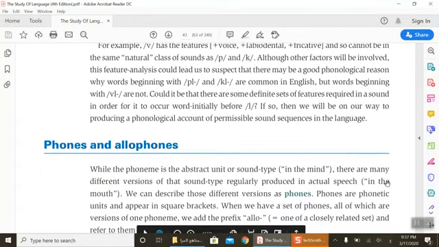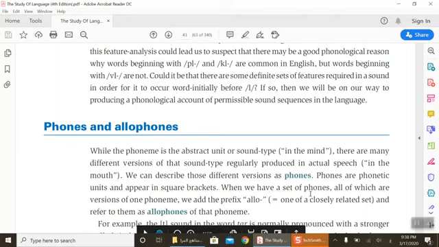Phones are phonetic units and appear in square brackets. We talked about this. When we have a set of phones, all of which are versions of one phoneme, we add the prefix allo, so we get allophones. So this is the definition of allophones: one of a closely related set. We have the allophones of that phoneme. So when we have a set of phones, all of which are versions of one phoneme, this is what? Allophones.